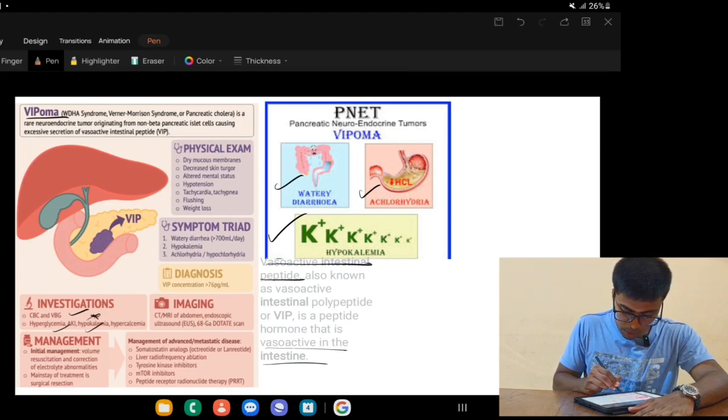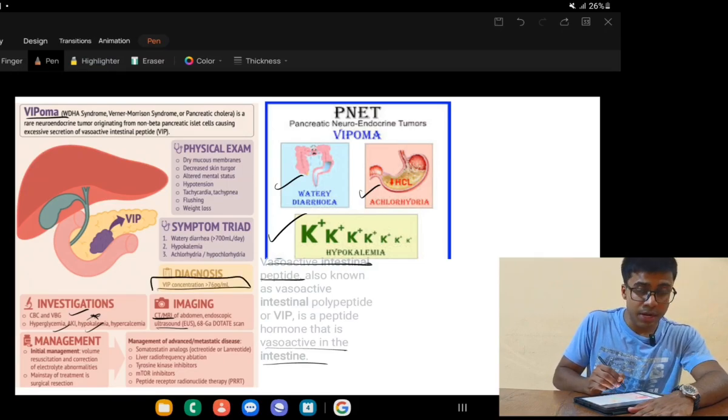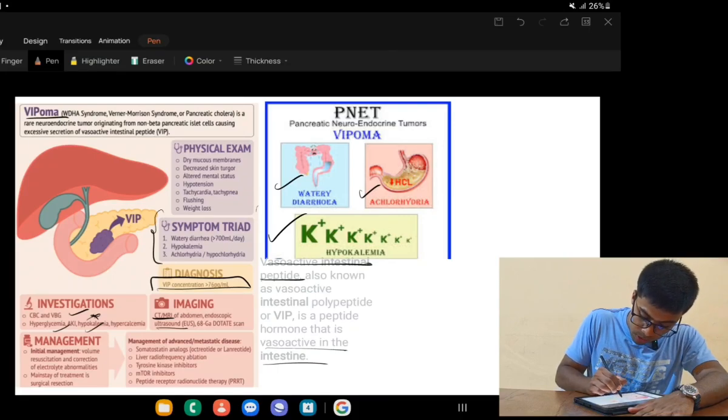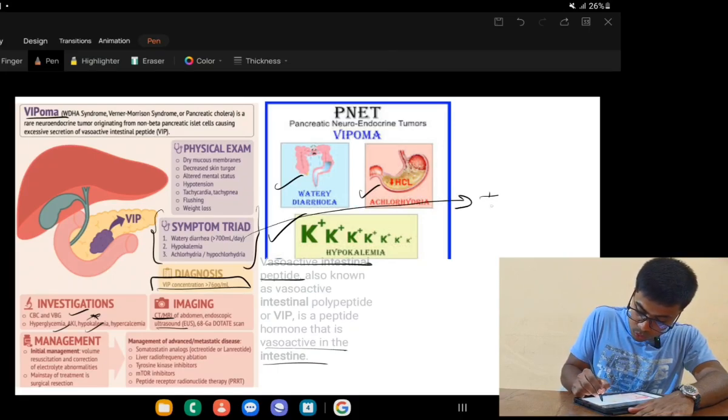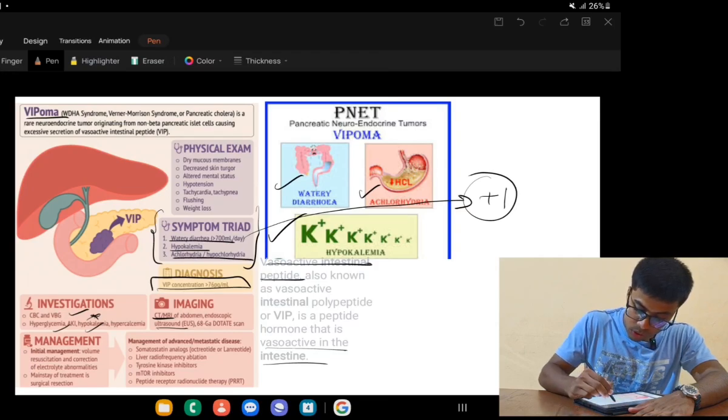Then CT, MRI, abdomen imaging, and endoscopic ultrasound can be done. CT and MRI are the main ones. VIP concentration is greater than 76 picogram per ml. The symptom triad is the most important; this can be asked as a question, plus one. That is watery diarrhea, hypokalemia, and achlorhydria. So this is the question.